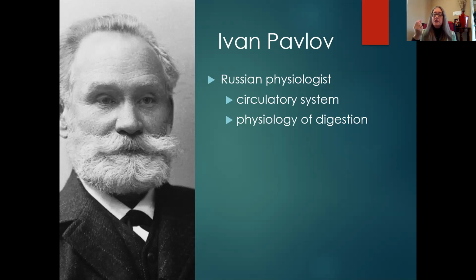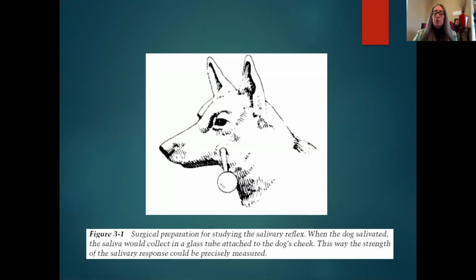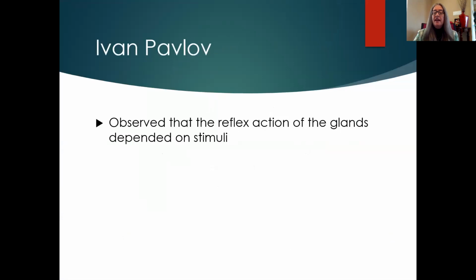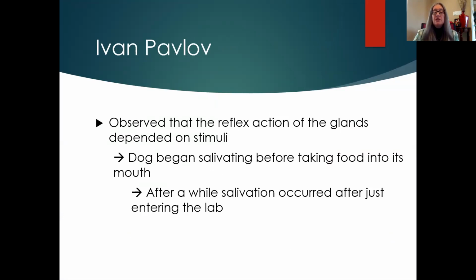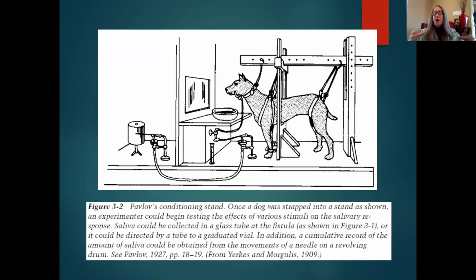He was trying to understand our digestive system. So he used a surgical procedure on dogs in order to be able to collect their saliva, their digestive juices in a way where he could measure them. But what he found was that the dogs were salivating before the food was even in their mouths. Sometimes they would salivate just after he entered the lab. Sometimes they would salivate when a dish that they had been served the food in was around them. And so it was really messing up his experiment.